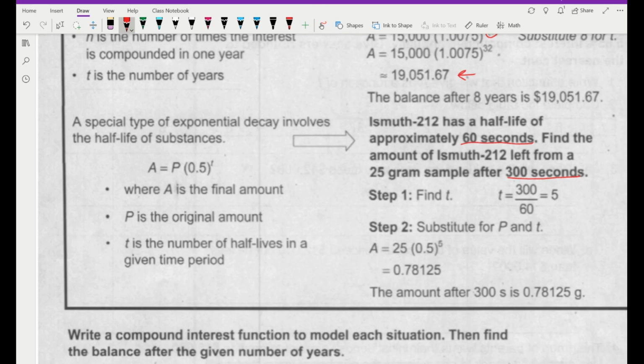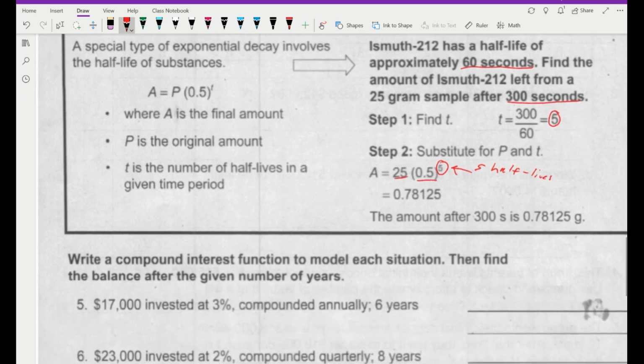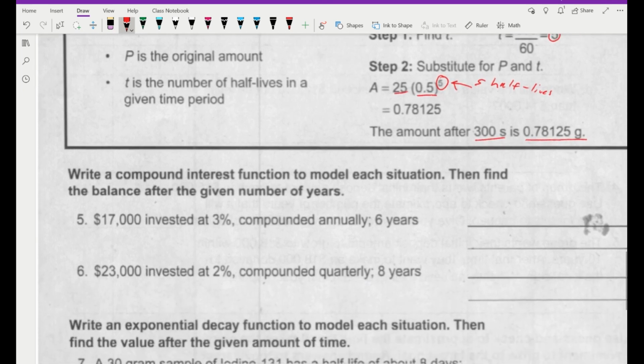Well, we're just going to divide. 300 divided by 60 is 5. So there'll be half the amount 5 times. So we're doing the starting amount of 25 times 0.5 raised to the 5th, because there are 5 half-lives. And in this instance, after 300 seconds, there's only 0.78125 grams left.